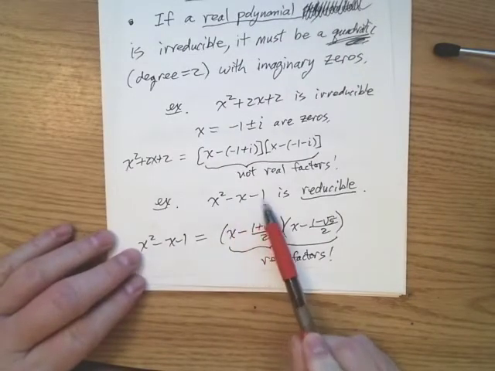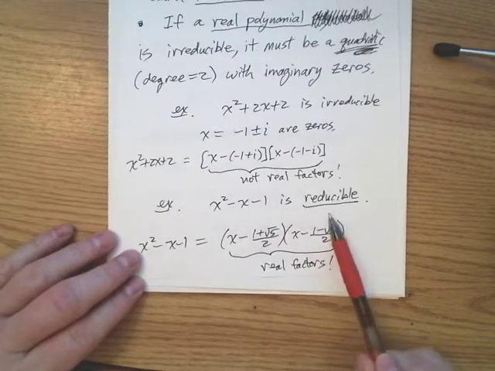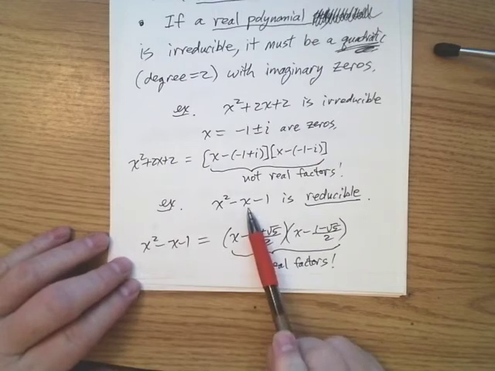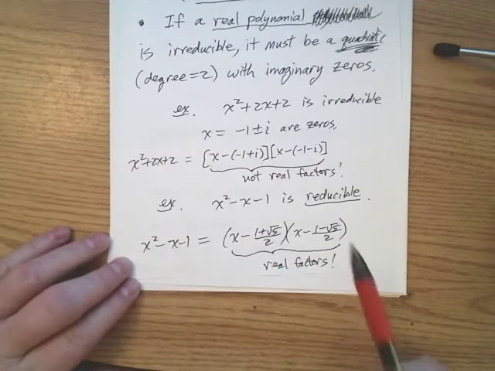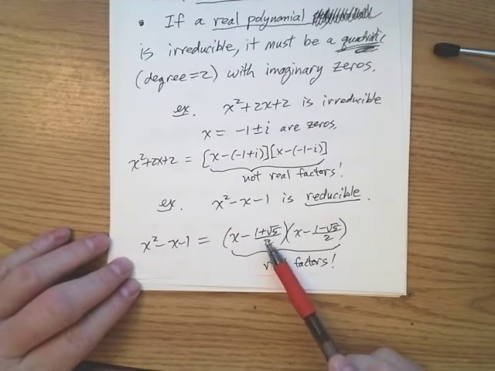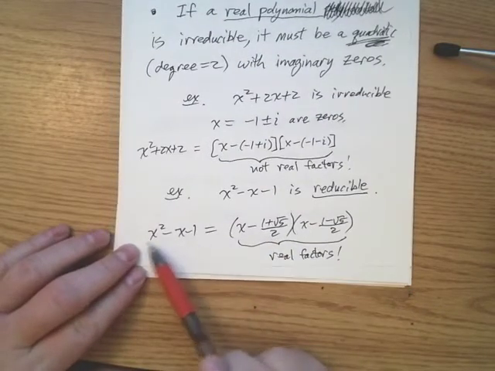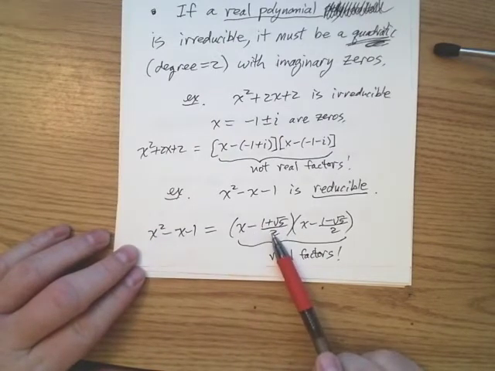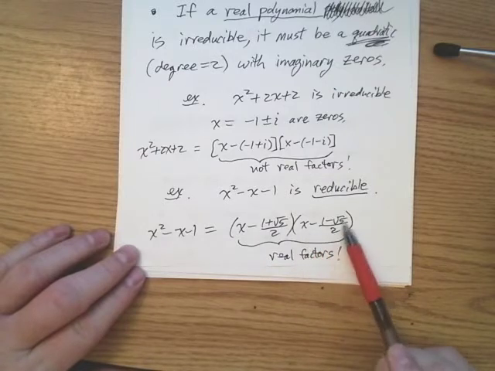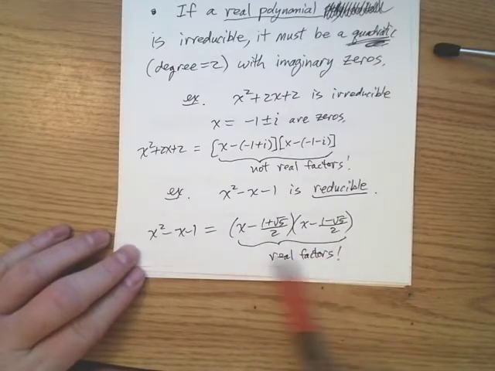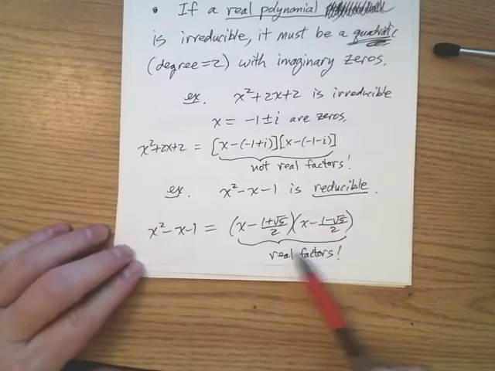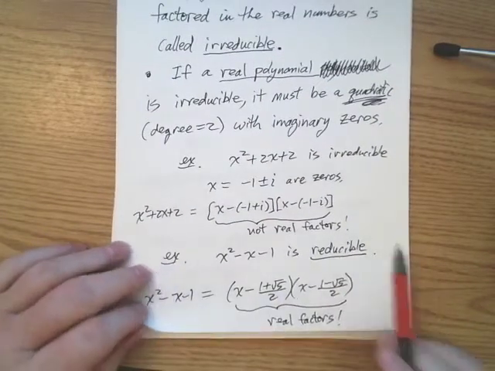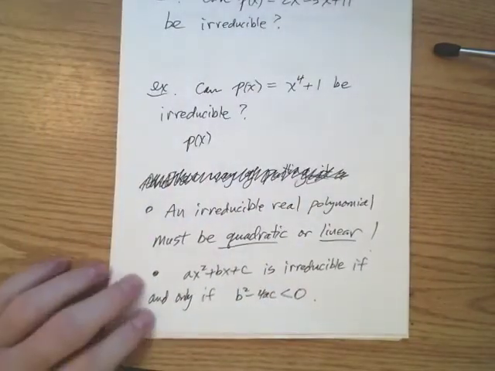How about this, though? X squared minus x minus 1. This is not irreducible. That's also known as reducible. This actually factors. Once again, you could set that to 0 and find its zeros using the quadratic formula. You'd find the zeros are 1 plus or minus the square root of 5 over 2. Because this is a monic quadratic, we would have x minus (1 plus the square root of 5)/2 times x minus (1 minus the square root of 5)/2. So these are the zeros. This is reducible because these are real factors. These are both real numbers, no i involved here. Keep that in mind, so understand what reducible and irreducible mean here.